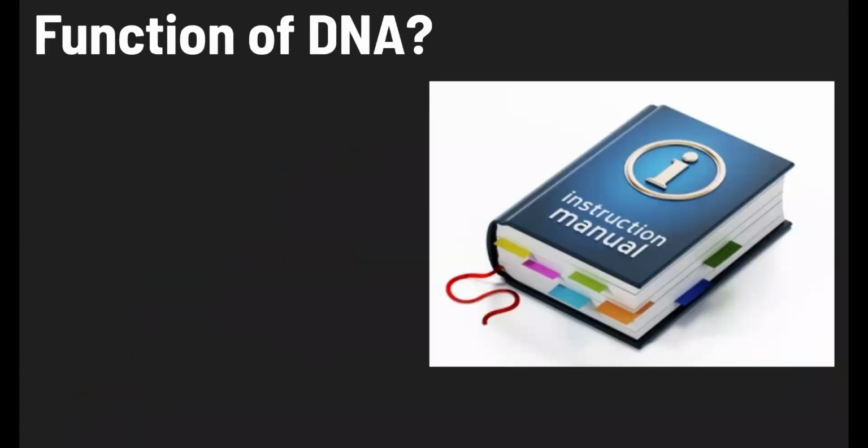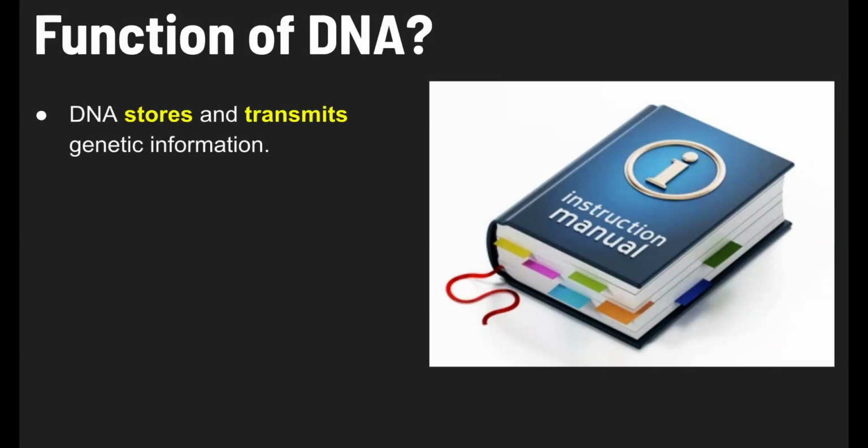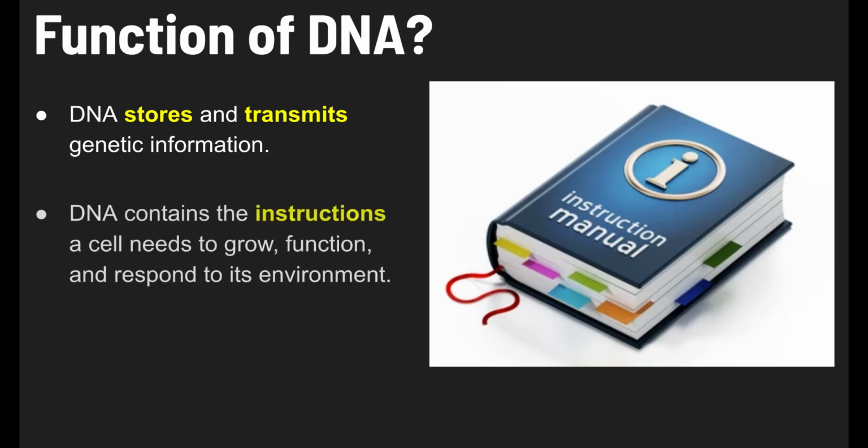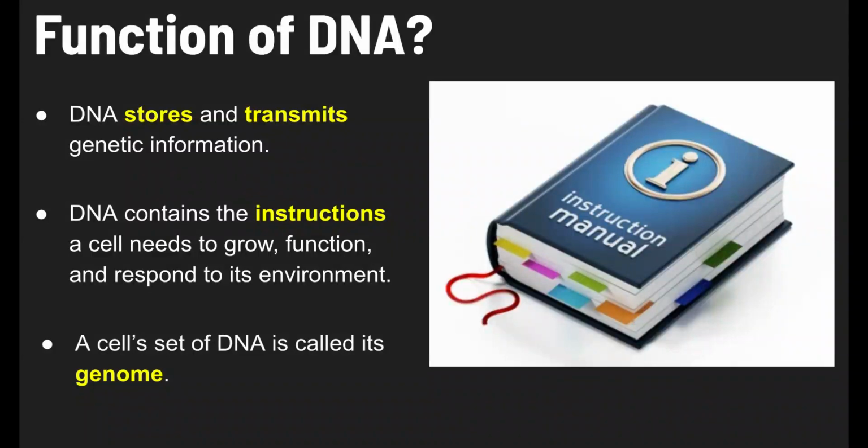Now, what is the function of DNA? Well, DNA stores and transmits genetic information. So what exactly is this information? It's a set of instructions that the cell needs to grow, function, and respond to its environment. So you can think of DNA as a kind of instruction manual. And a cell's set of DNA is called its genome.